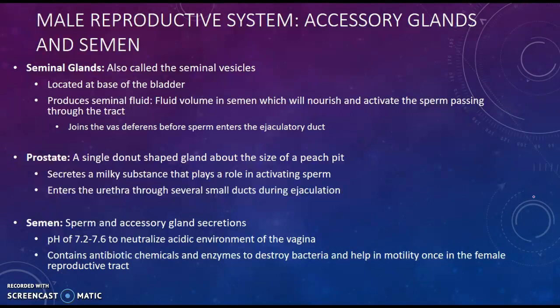The pH of semen is about 7.2 to 7.6, and the reason is because the vagina is very acidic, so we need this to be a little bit more basic to help combat that. In semen, we also have antibiotic chemicals and enzymes that once again help the sperm be successful in the female reproductive tract.